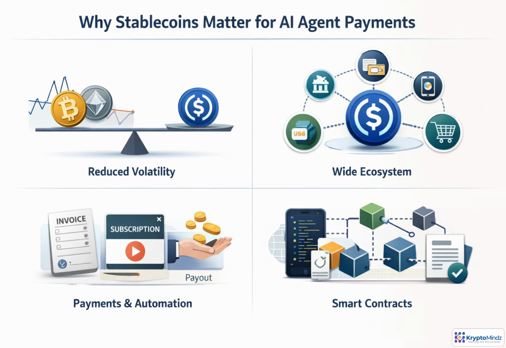Agents need money they can use reliably. Stablecoins like USDC reduce crypto volatility while preserving blockchain programmability. That makes them useful for paying invoices, running subscriptions, sending payouts, and triggering smart contract workflows with predictable value.